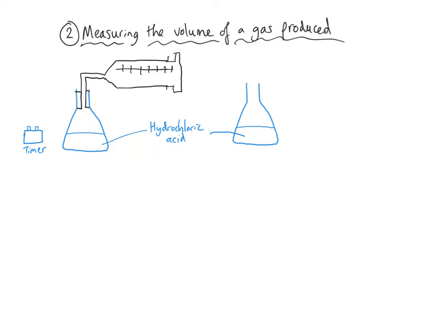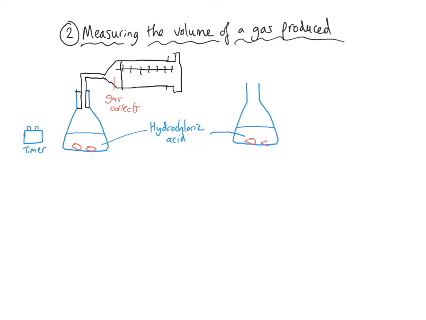What would happen is the gas syringe would have a plunger that would move outwards over time, and in here, this is where the gas will collect, and you can measure the volume that you have collected as time goes on. Obviously, you'd have to have put something in there. That's the calcium carbonate again.